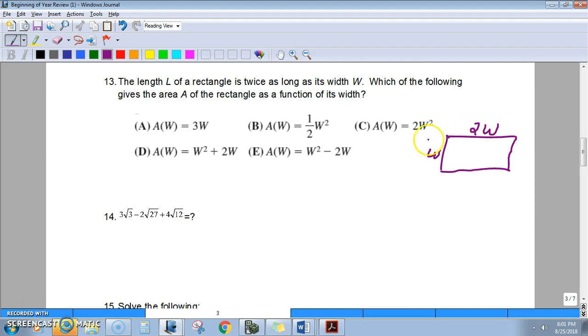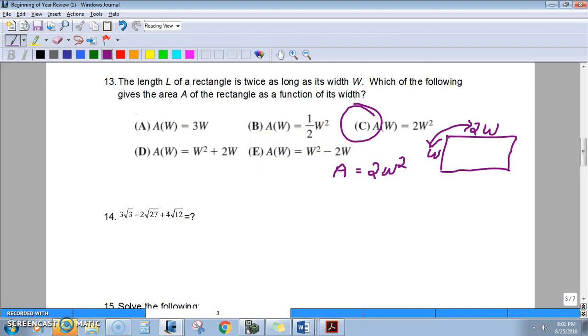Which of the following gives the area of the rectangle as a function of its width? Well, the area is just the length times the width, so in this case the area is 2w squared. I just multiplied the length times the width, and that is answer C. Is that the only one that works? 2w squared. Yep. I'm just trying to check if there's any way I could factor anything out and make it the same, but it doesn't look like it.